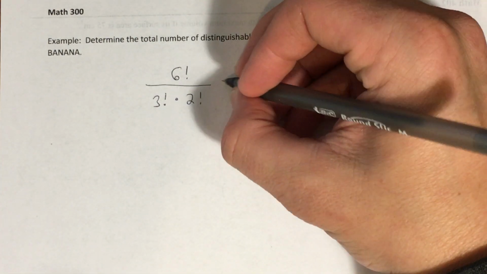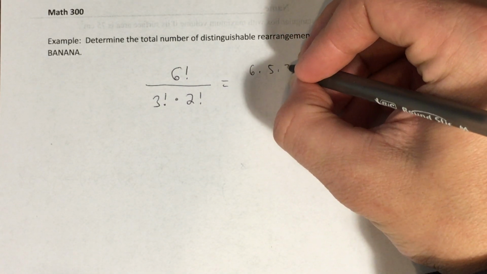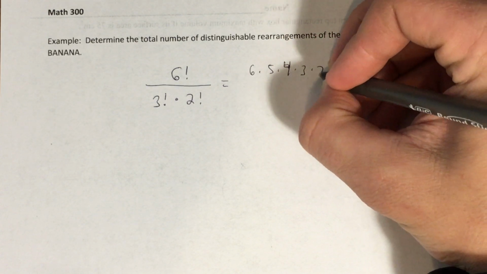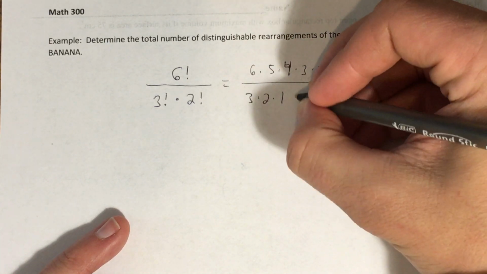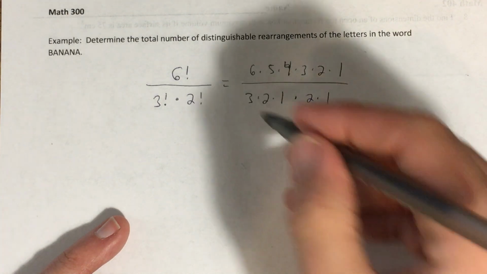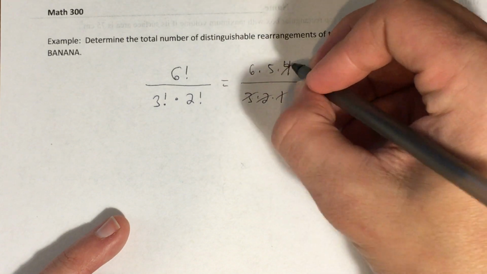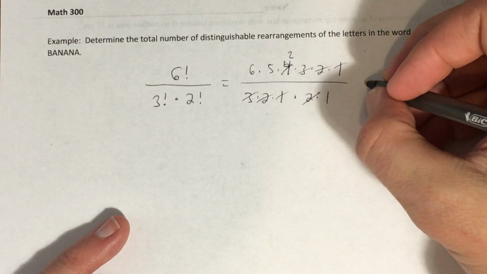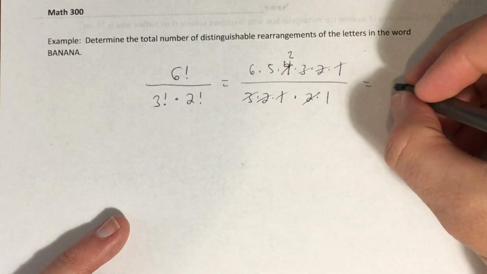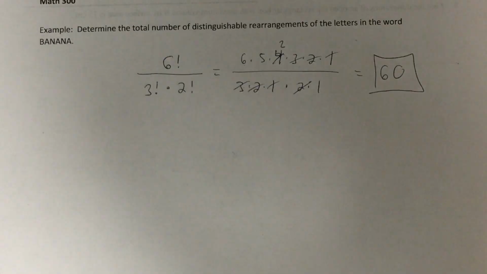Okay? Now, we want to evaluate this and use the technique we talked about before. 6 times 5 times 4 times 3 times 2 times 1 over 3 factorial, which is 3 times 2 times 1, and 2 factorial, which is 2 times 1. Do some canceling. 3, 2, 1 cancels with 3, 2, 1. 2 and 4 do some canceling. This becomes a 2 up here. That leaves me with just a 1 in the denominator, which doesn't make any difference. And I have 6 times 5 times 2. That's 60. There are a total of 60 different distinguishable arrangements of the word banana by rearranging the letters. Okay? And that's going to finish 10.2 for us.